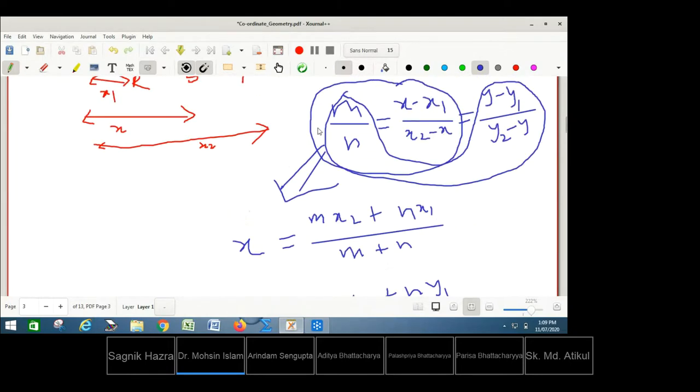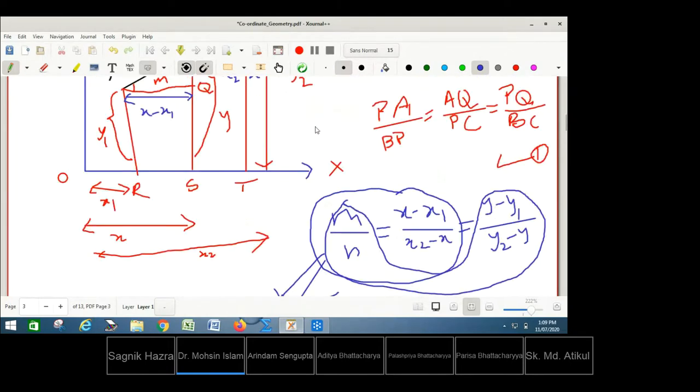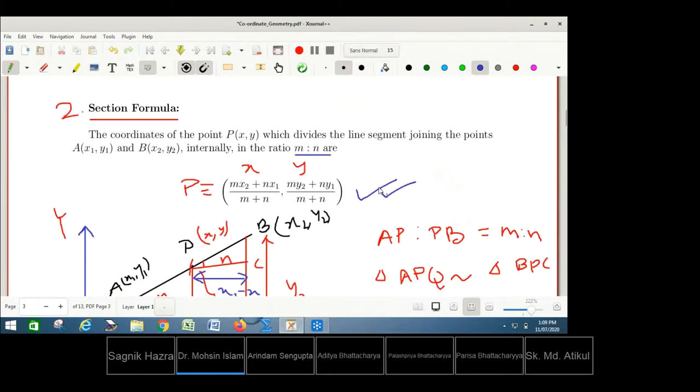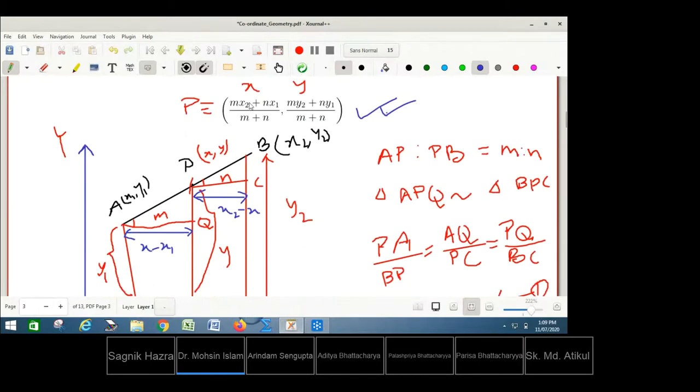So finally we have this result: the coordinates of P, which divides the line segment joining the two points x1 y1 and x2 y2 internally in the ratio m is to n, are m x2 plus n x1 by m plus n, m y2 plus n y1 by m plus n.